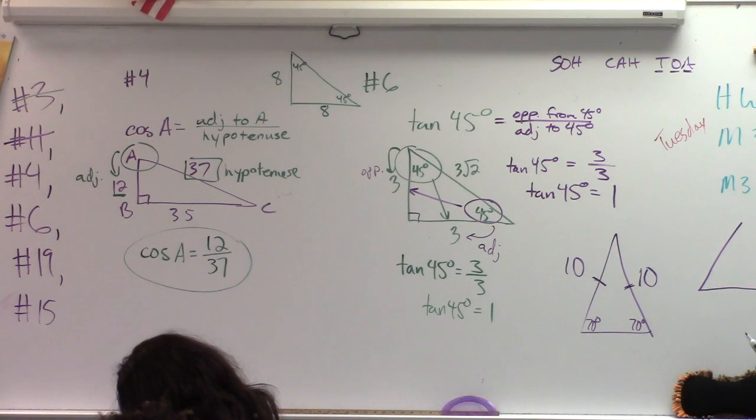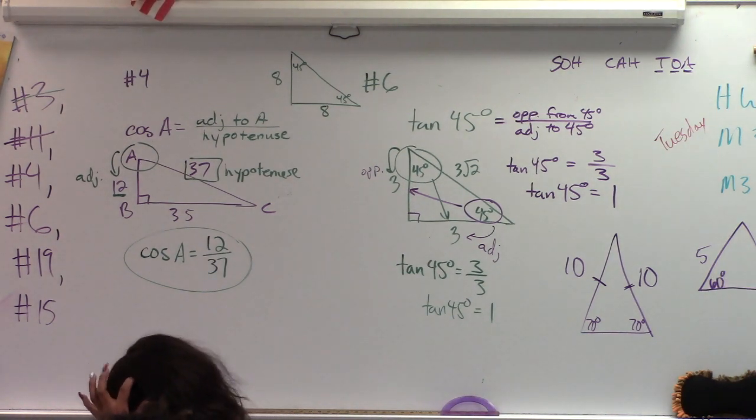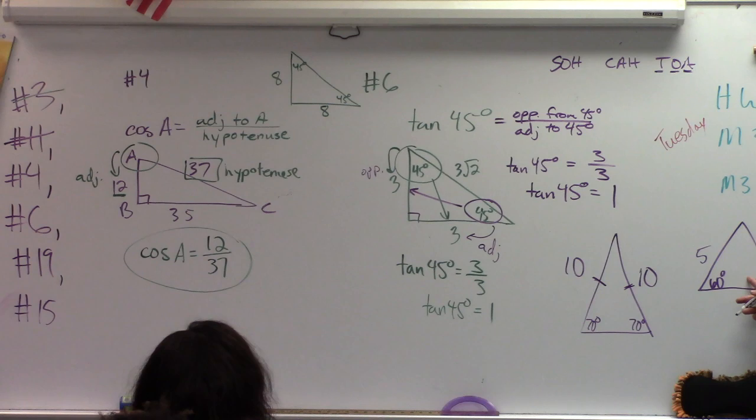And so, Kelsey, if I had something like this, any guesses what this angle would have to be? Well, if that's 60 and that's 60, this would also have to be 60. What's that add up to be? 180. And if this is 60, what does this have to be? 60. Remember, this is known as an equiangular or equilateral triangle.